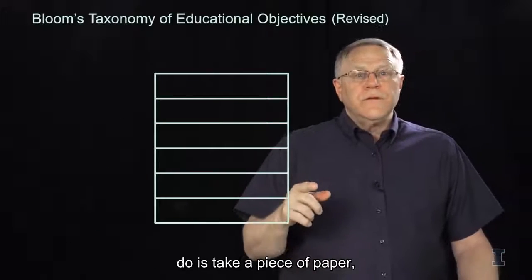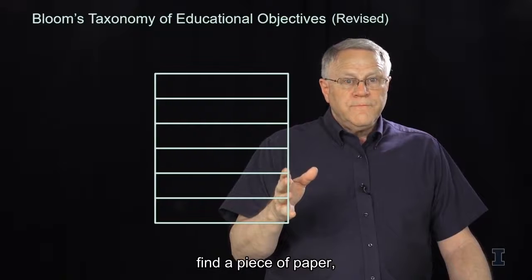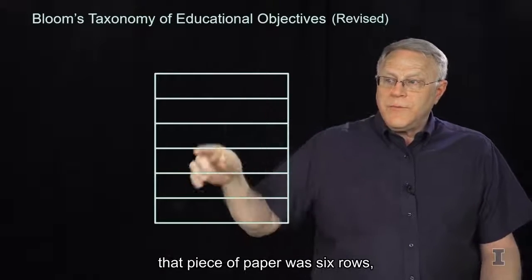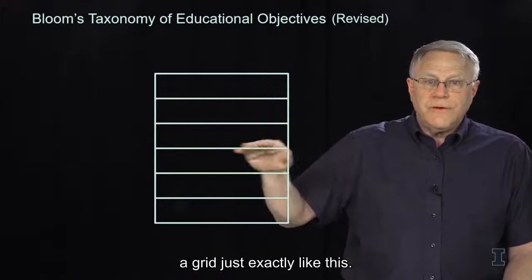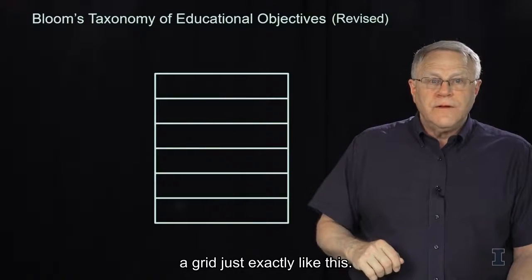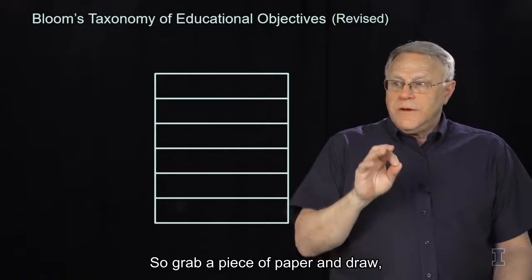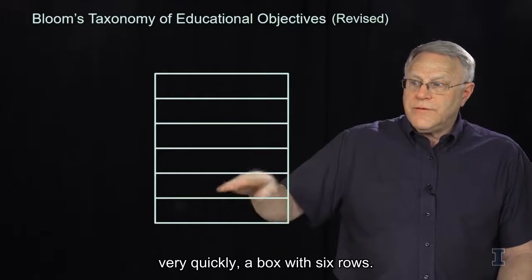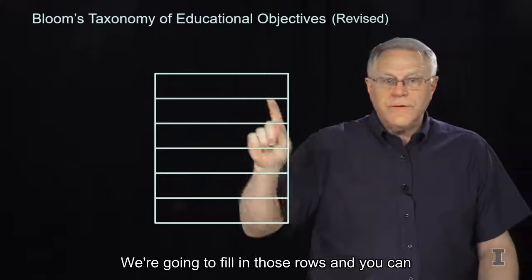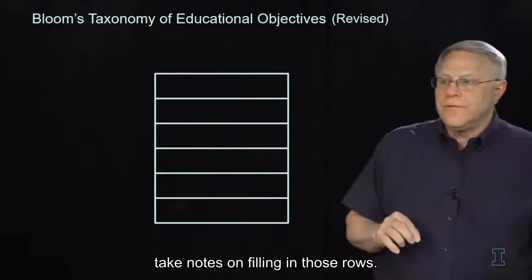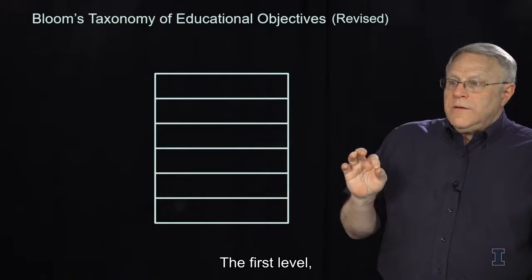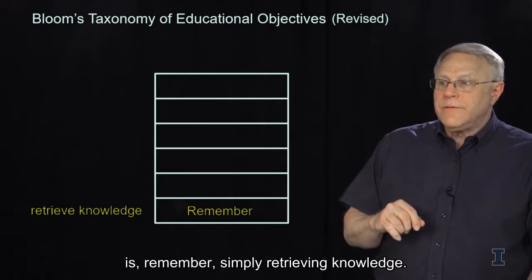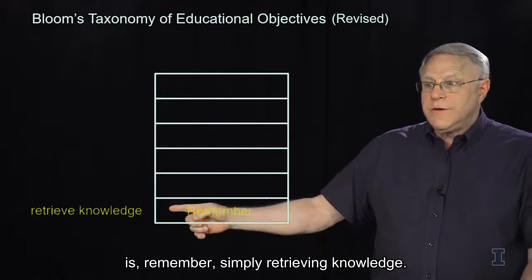Okay, so what I want you to do is take a piece of paper, find a piece of paper, and draw a box in the middle of that piece of paper with 6 rows, a grid just exactly like this. So grab a piece of paper and draw very quickly a box with 6 rows. And we're going to fill in those rows, and you can take notes on filling in those rows. The first level, the lowest level, we'll start from the bottom, is remember, simply retrieving knowledge.